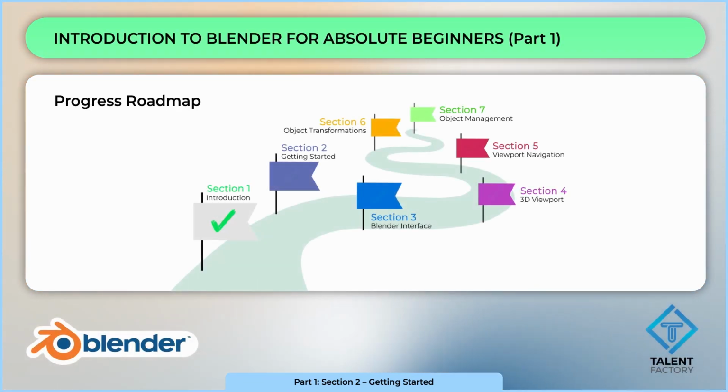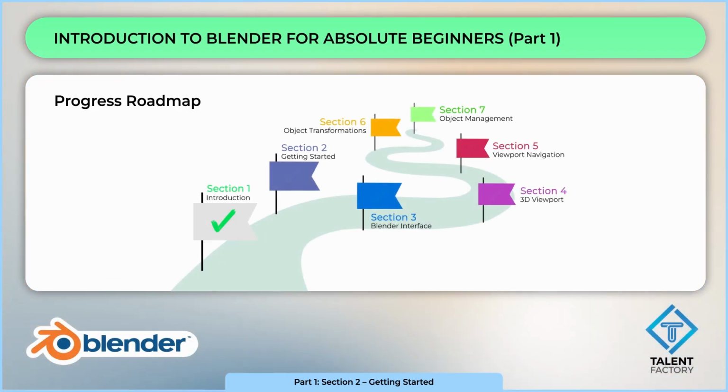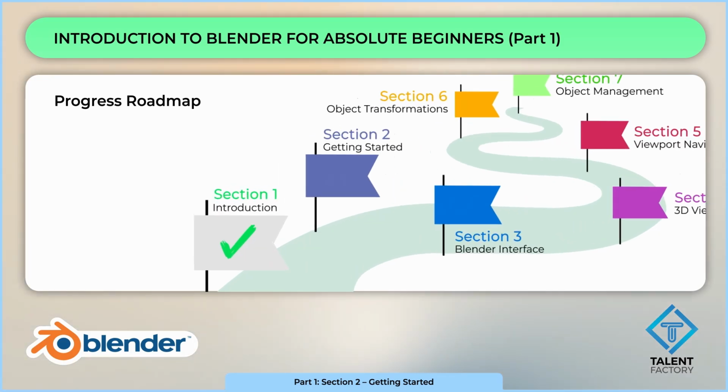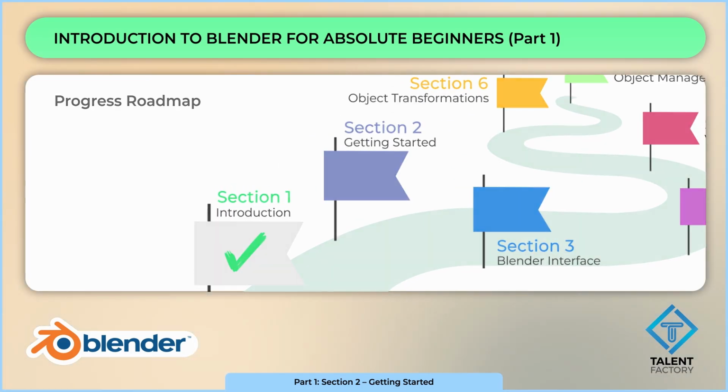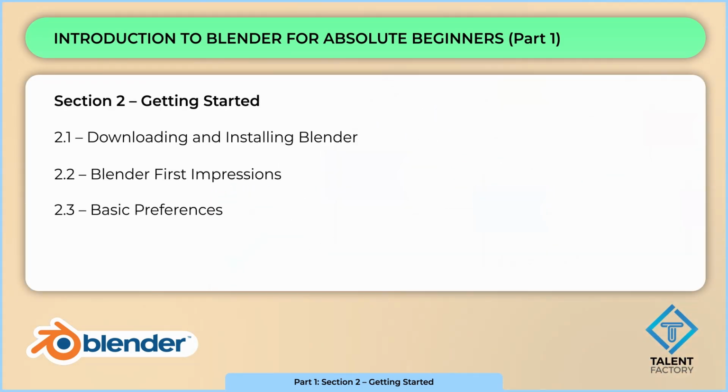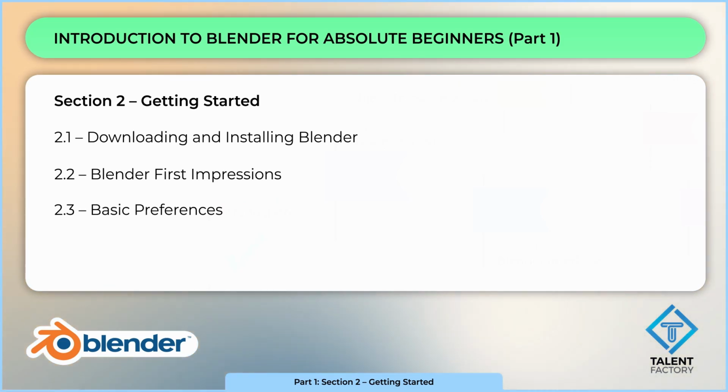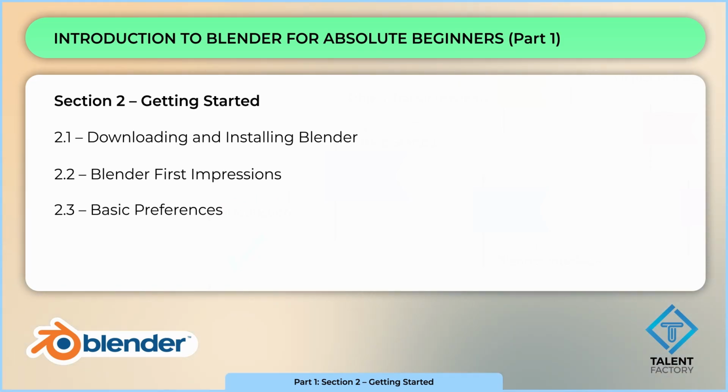As you know, we have completed section 1 and now we are ready to get started with Blender. Welcome to section number 2. In this section, we will download and install Blender, explore its startup screen and configure a few basic preferences to prepare our workspace. By the end of this section, you will have Blender installed and ready for the rest of the course. So let's get started.